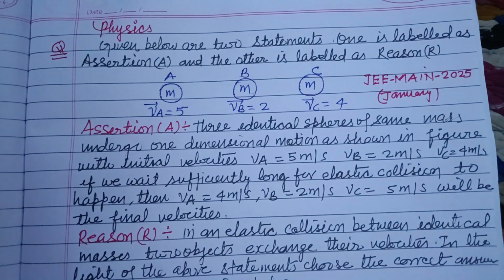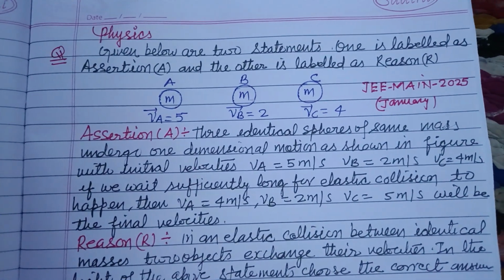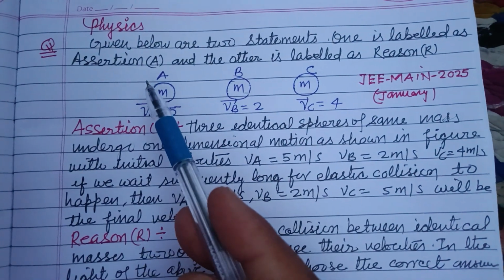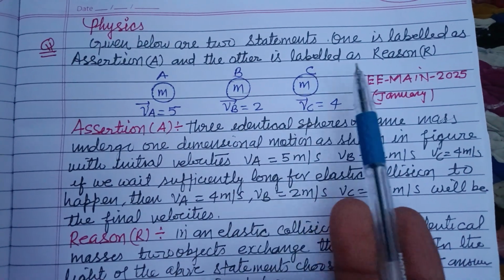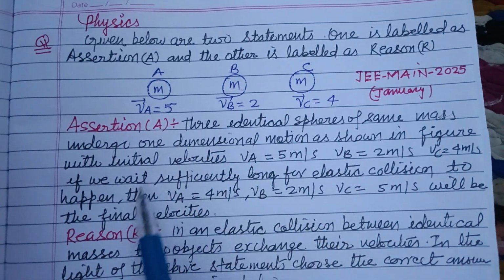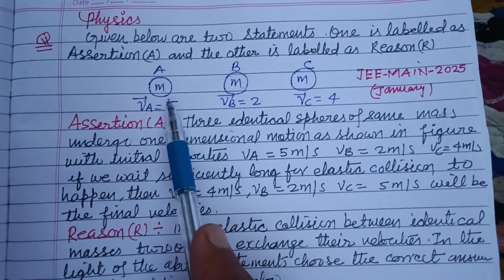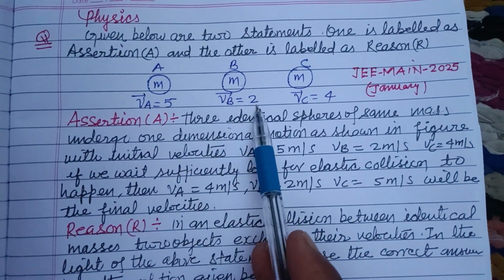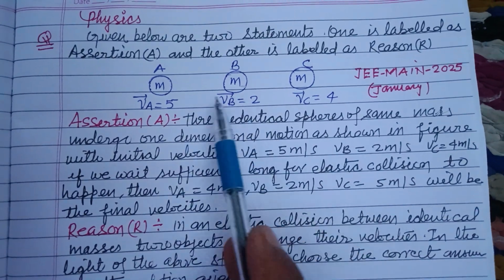Question from JEE Main 2025 January attempt. Given below are two statements. One is labeled as assertion and the other is labeled as reason. So there are three particles which have initial velocities 5 meter per second, 2 meter per second, 4 meters per second, of identical mass.